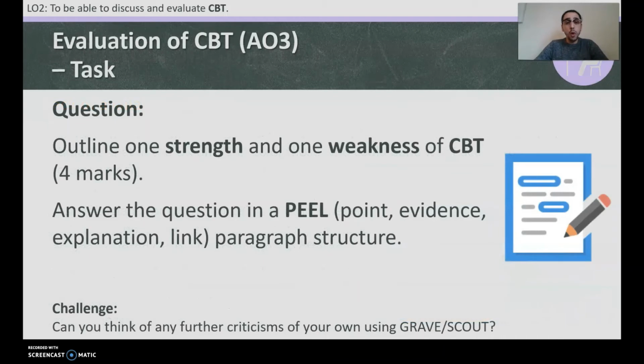Right. Outline one strength and one weakness of CBT as a psychological therapy for schizophrenia. Be sure to answer the question in PEEL paragraph structure. Point, give your point. Evidence, back up with a piece of research. Explain it. Explain your point further. Keep going further and further. Keep explaining it. Why is this relevant? And then link it back to the question. There we go.